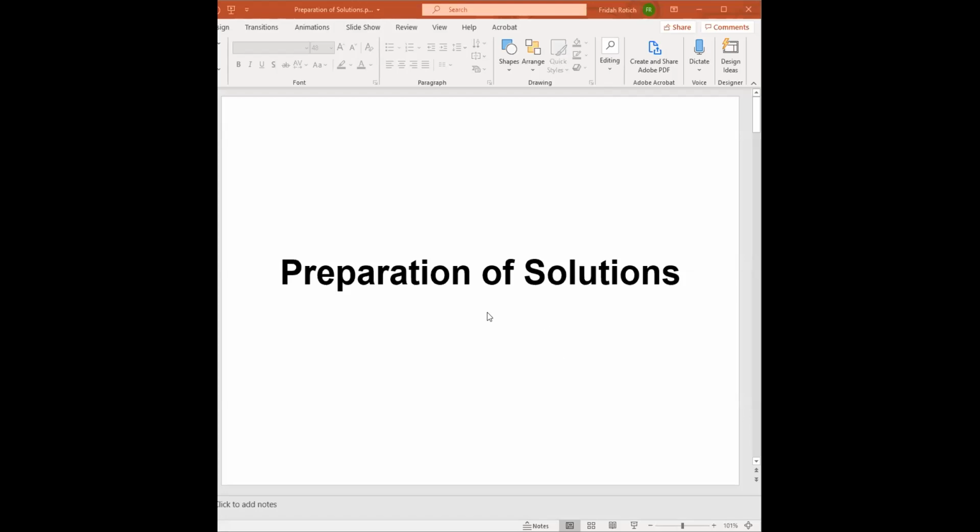Hi everyone. So this week's lab is preparation of solutions, and we are going to do a lot of calculations on concentrations that will be given in various units, and this will be helpful in determining the right amounts of solute and solvent to be used in preparing solutions of exact concentrations.